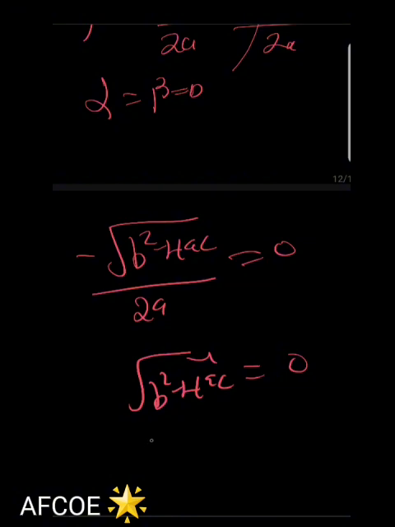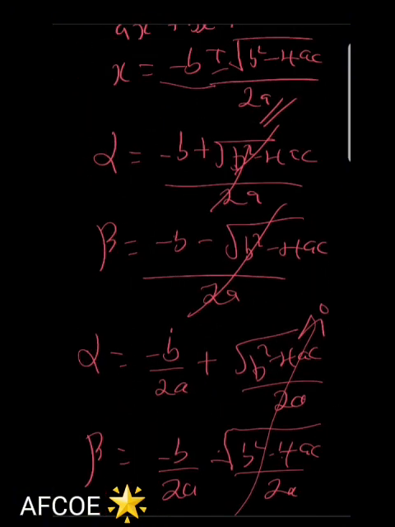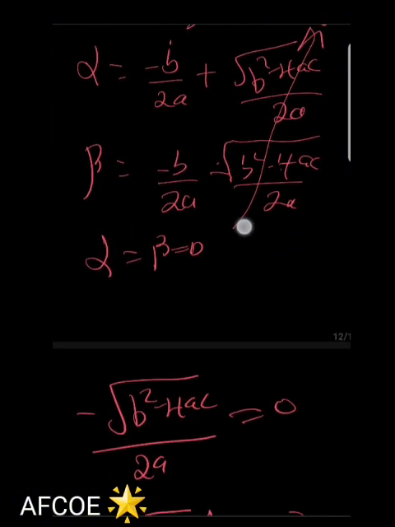I can take the square root of both sides. I'll be having b squared minus 4ac equals 0. That is, I'll remove this square root by taking the square root of both sides. Indeed, the discriminant has to be 0 in order for you to have alpha equals beta, so you solve b squared minus 4ac equals 0. So now, which ones are our a, b and c?